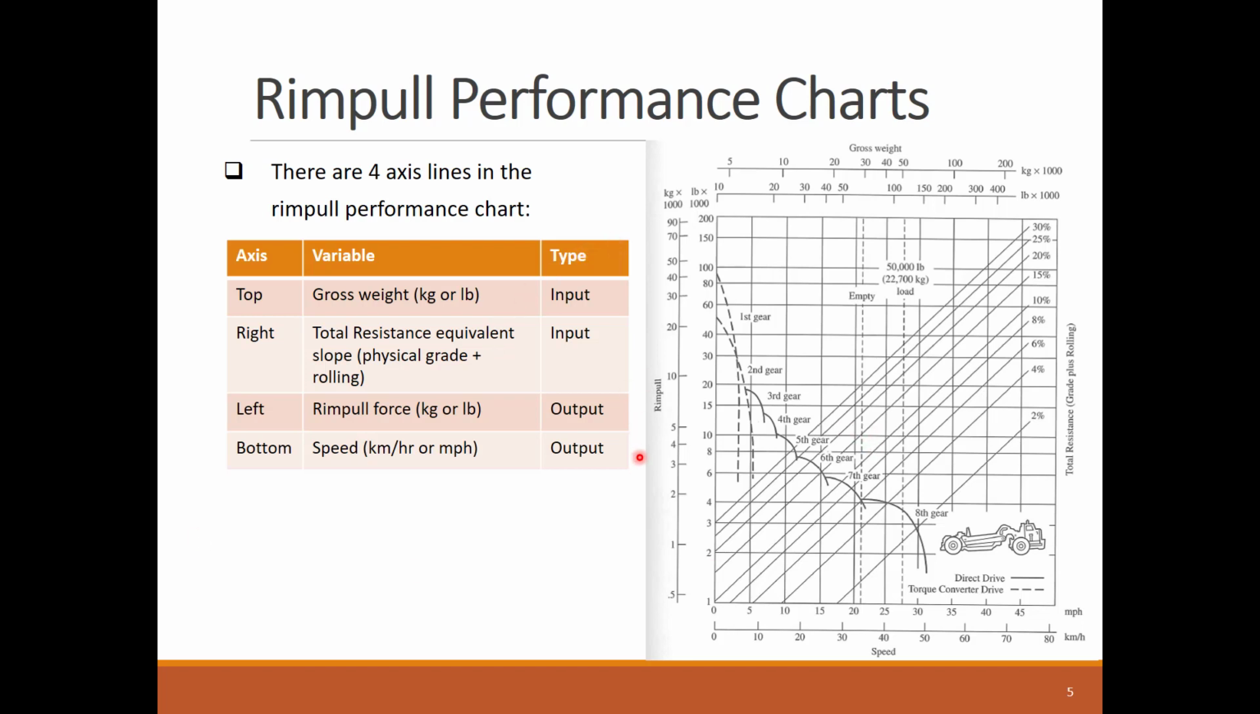The left axis shows the Rimpull values that can be achieved over different engine transmission gears. The bottom axis shows the equipment speed values that can be achieved when the equipment runs on the different transmission gears. We can see the chart is for a scraper that has 8 transmission gears.